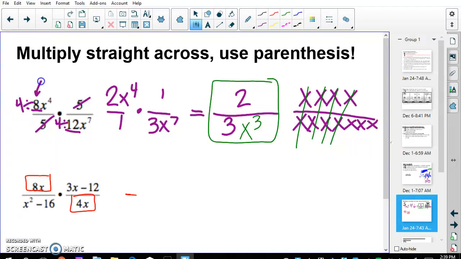So as I do this, I'm going to put out my lines. I see that 8x divided by 4x is 2 over 1, because 8 divided by 4 is 2. X divided by x, these guys just cancel each other out, which is super nice.